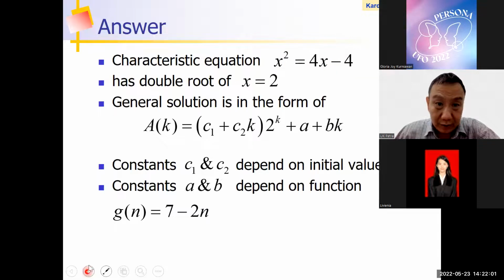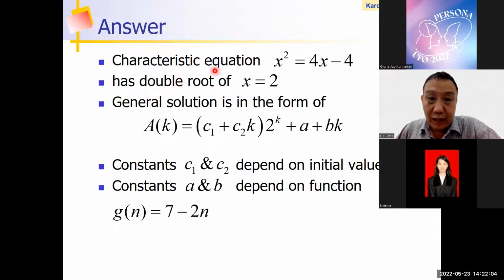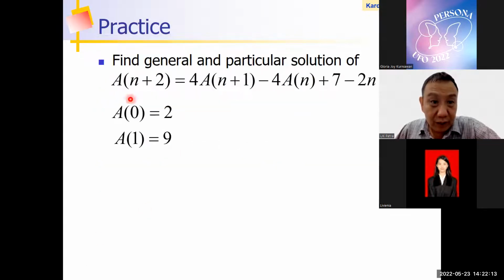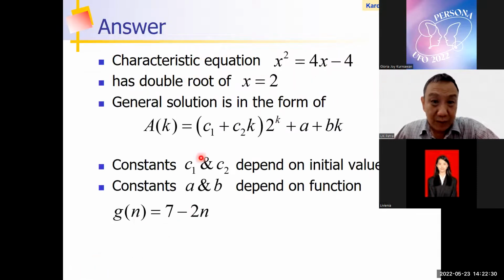Again, you create the characteristic equation. How can you create it? You check earlier. Here, this is x squared equals 4 times x minus 4 times 1. Don't care about the polynomial. So here you get the characteristic equation. It's a double root. And you know the general solution for a double root is this one.